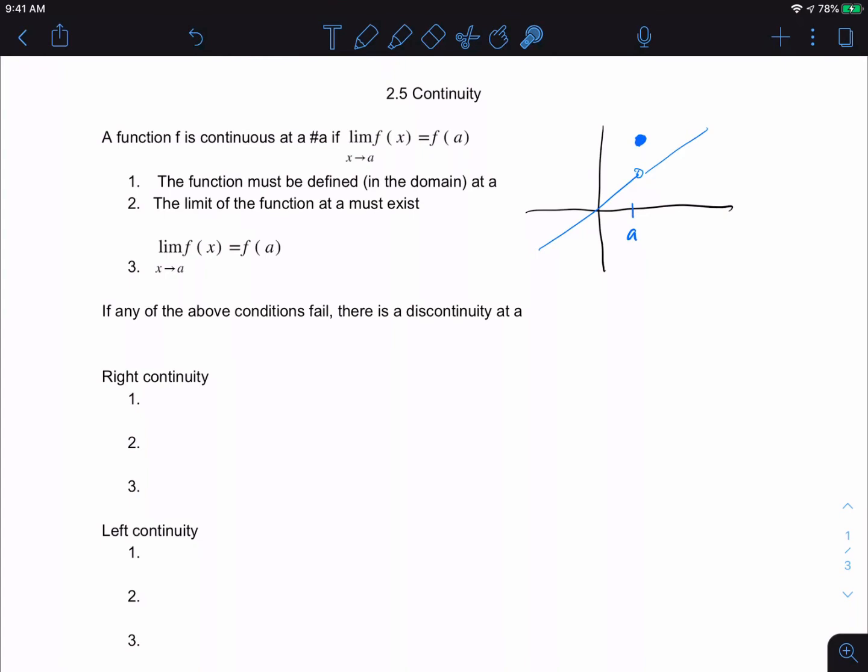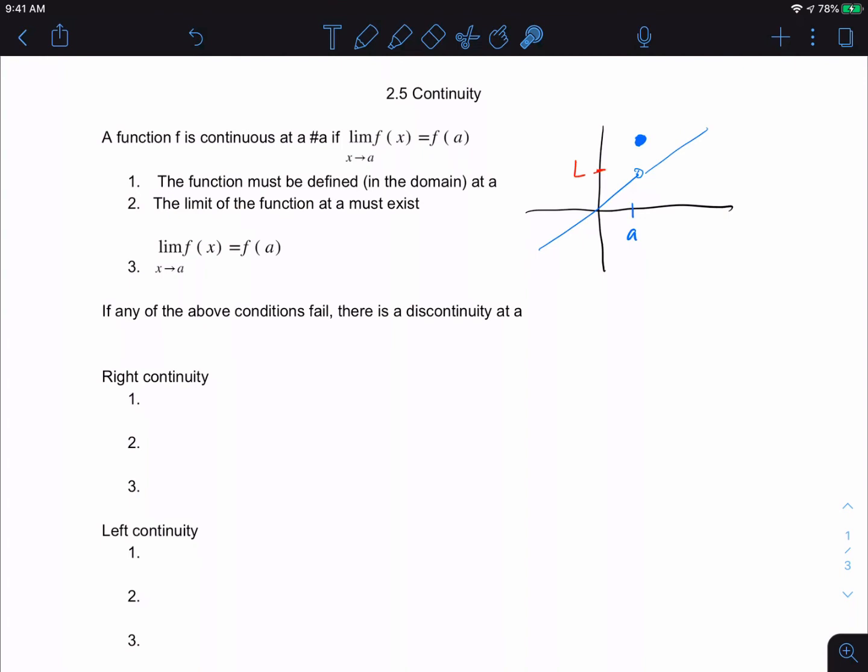Does the limit at a exist? Yes, it does. As I approach from the left, am I approaching some limit value L? What's it approaching? Isn't it going to L? As it approaches a, what's the limit going to? Isn't it going to L? As I come from the right, what's it going towards? It's going to L, right? So the limit as I approach a is L. So both the first point and the second point work.